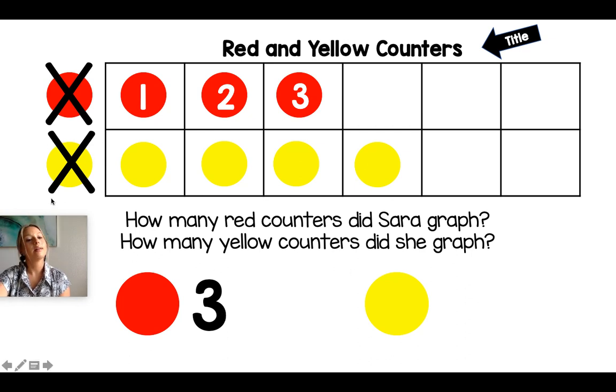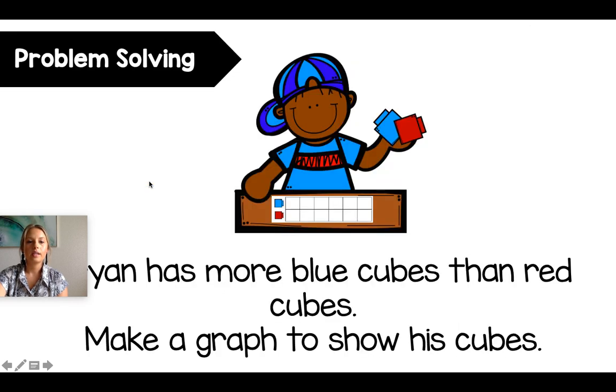How many yellow counters did she graph? Remember, we don't count the outside one because that just tells you what to do. Let's count the yellow counters in the graph. Ready? 1, 2, 3, 4. So what number should I put next to this yellow counter? 4. She had 3 red counters. Yep. And 4 yellow counters. Yep. Very good. Problem solving.